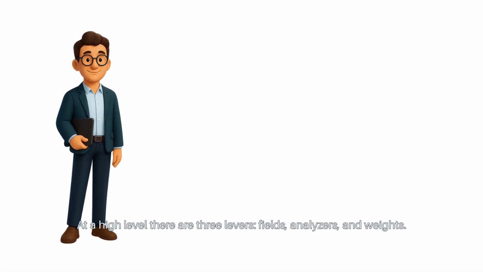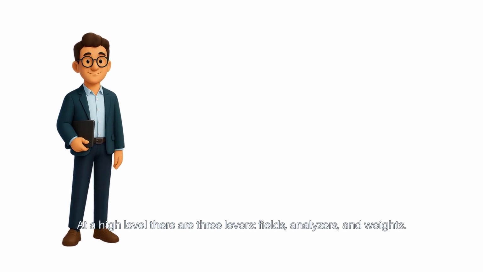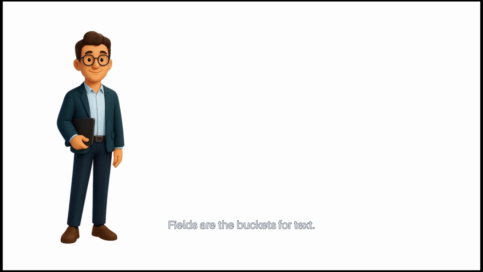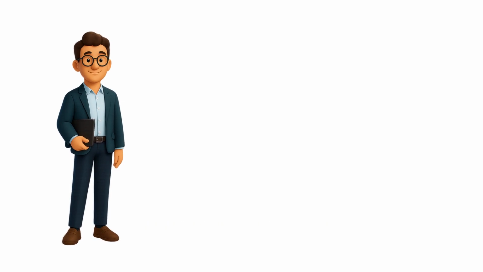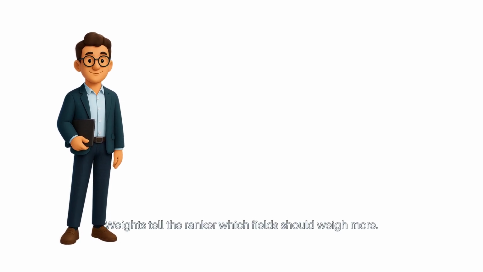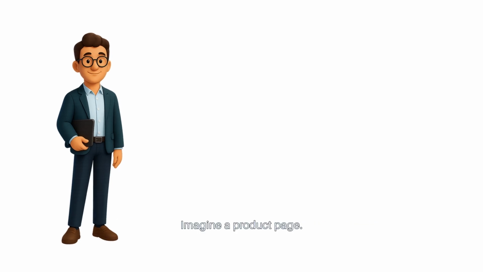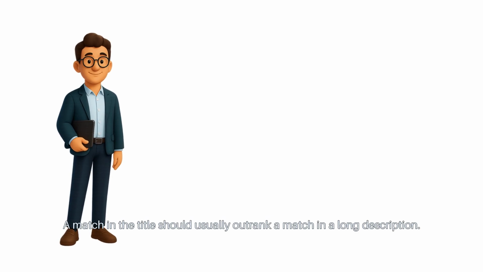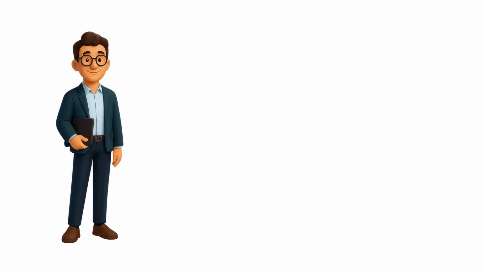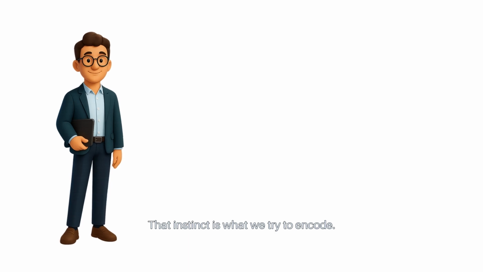At a high level, there are three levers: fields, analyzers, and weights. Fields are the buckets for text. Analyzers turn text into searchable tokens. Weights tell the ranker which fields should weigh more. Imagine a product page. A match in the title should usually outrank a match in a long description. That instinct is what we try to encode.